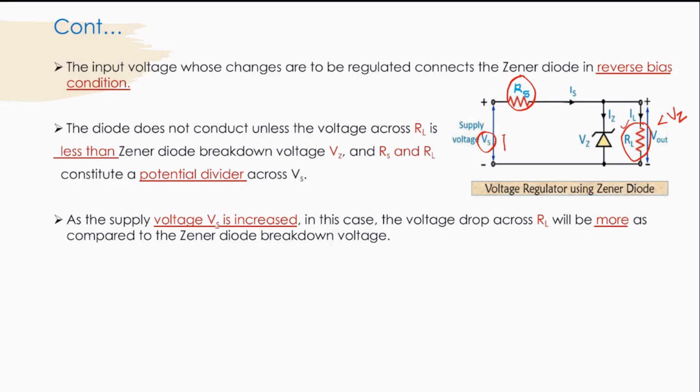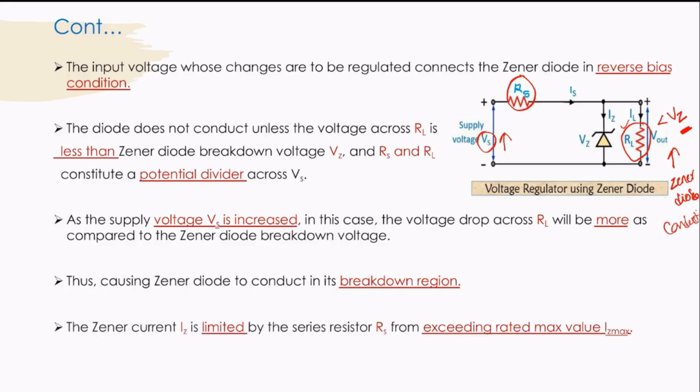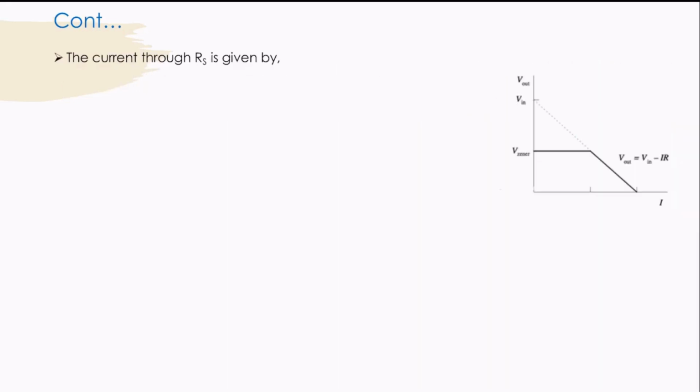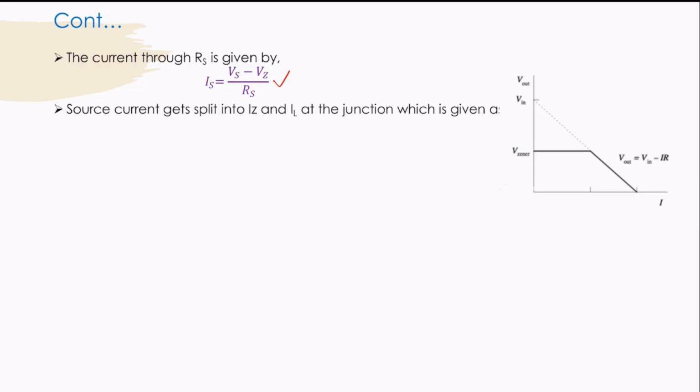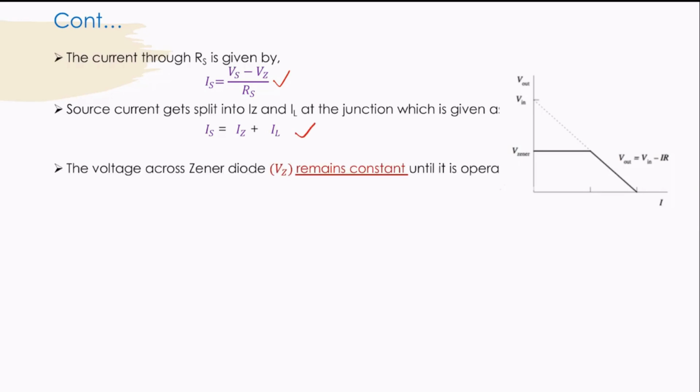As the value of Vs is increased, the voltage drop across RL also increases compared to the Zener breakdown voltage, and thus it causes the Zener diode to conduct in its breakdown region. Hence, the Zener current Iz is limited by the series resistor Rs from exceeding the rated maximum value Iz max. The current through Rs is given by Is equals Vs minus Vz divided by Rs, whereas the source current gets split into Iz and IL at the junction, given as Is equals Iz plus IL. The voltage across the Zener diode Vz remains constant while it operates in the Zener breakdown region, through the Zener current Iz, which may vary considerably.